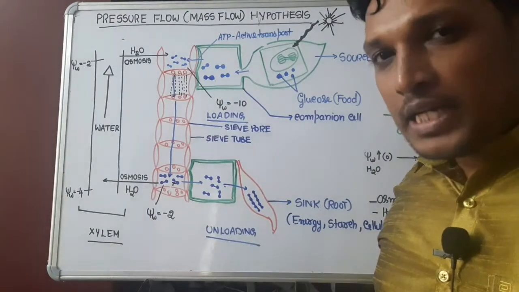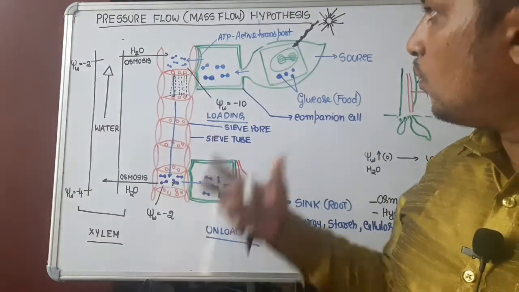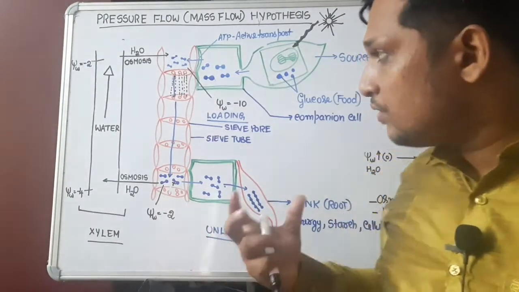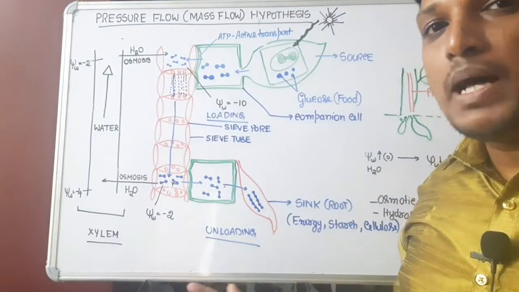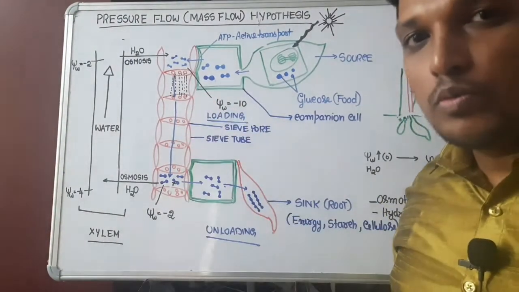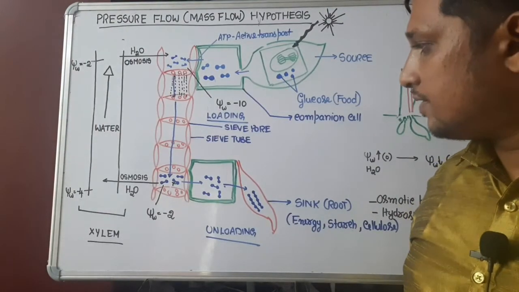So here what is the driving force? It is the pressure which is driving. Why is it called mass flow? Sucrose molecules together move in the form of bulk or mass through the sieve tube. That is why it is called the mass flow hypothesis.